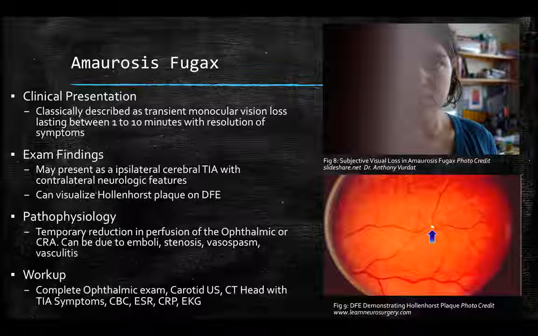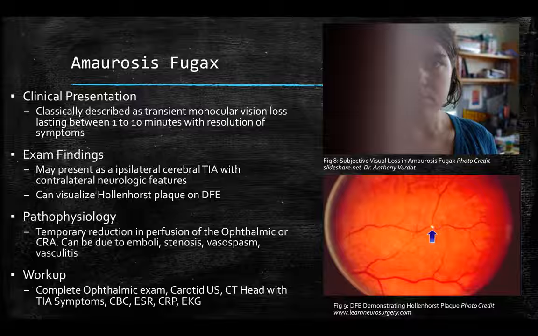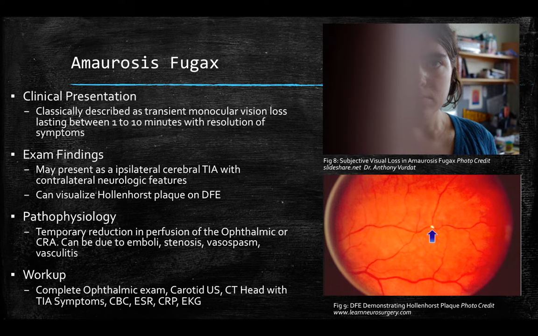And the workup that you need to consider is a complete ophthalmologic exam. You need to get carotid ultrasounds. Again, that's the number one, statistically, the number one source. You want a CT of the head with anyone who's complaining of stroke-like symptoms, memory loss, dysarthria, weakness, things of this nature. You're also going to want to get a CBC, ESR, and CRP to ensure that you're not dealing with something such as giant cell arteritis.